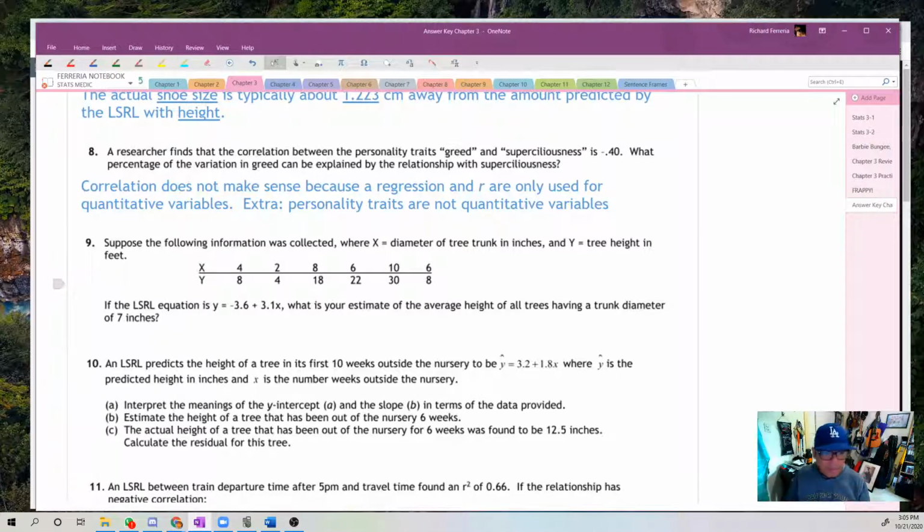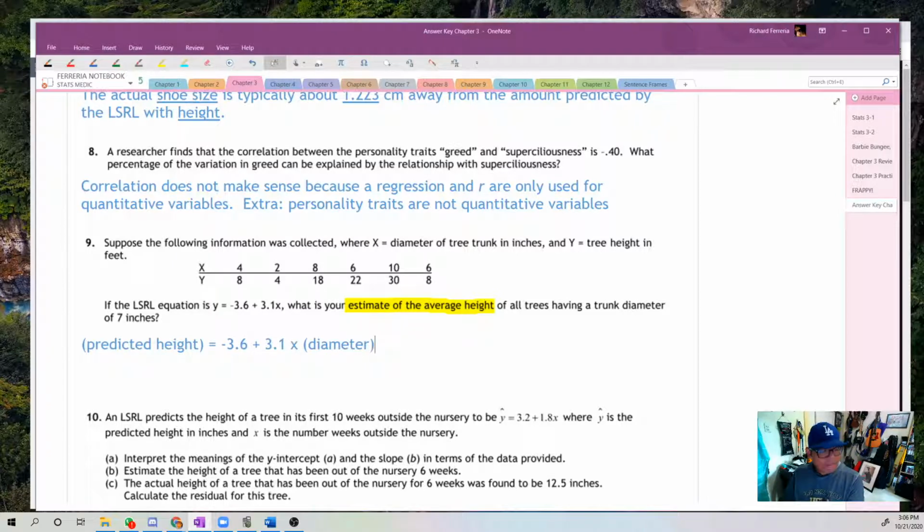And I know some people might be thrown off by an estimate of the average height. But that's just really a prediction from our least squares regression line. Okay? Our least squares regression line tells us what we think on average our prediction, our response variable, is. So let's write down our LSRL in context first.